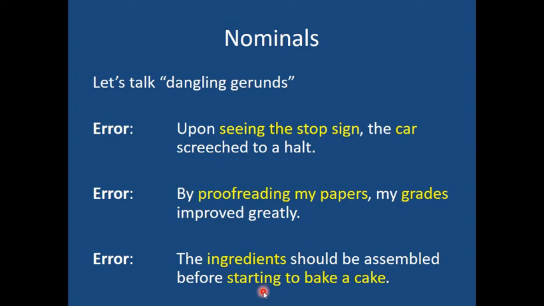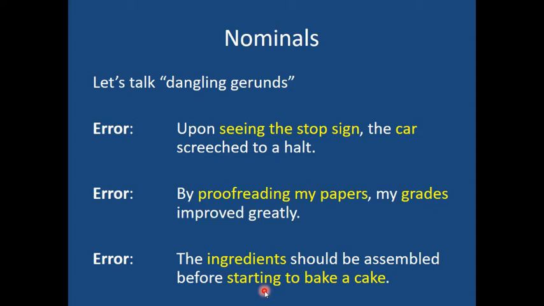"The ingredients should be assembled before starting to bake a cake." Well, the ingredients should be assembled, that makes sense. But the ingredients aren't starting to bake a cake. Why would ingredients bake themselves into a cake? It's called culinary suicide. Why would flour and sugar do that to itself? So that's the problem. Who's starting to bake a cake? The sentence never says. So all these are what we call dangling gerunds.